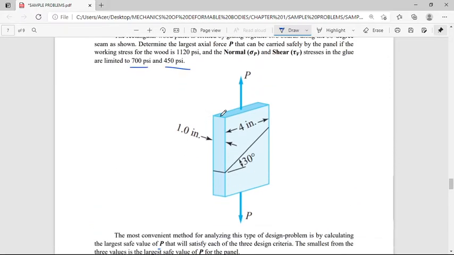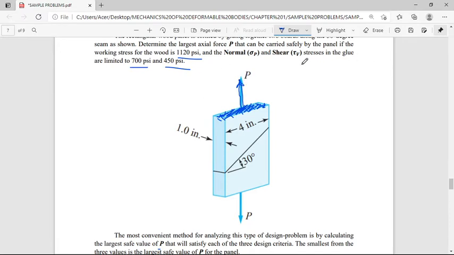What was considered here is the initial cross-sectional area. It considers that this load P acts on this cross-sectional area. It will pull it and separate it. And this is acting on the cross-sectional area, considering that the wood has a working stress of 1,120 psi. But our problem is not finished there.